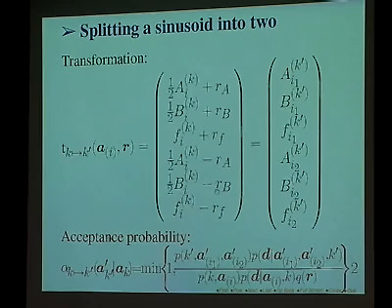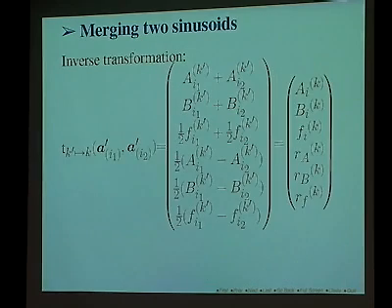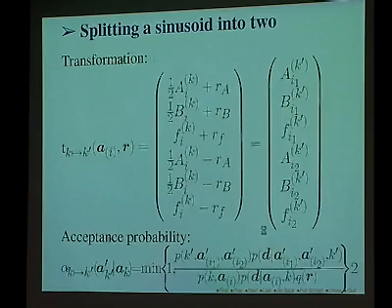The Jacobian is 2 in this case, and that's the acceptance probability for this step. So the inverse transformation is given here. I have two sinusoids, I1 and I2, and I just add them up. And the vector r is basically the difference between these, halved, because the inverse transformation is 1/2.